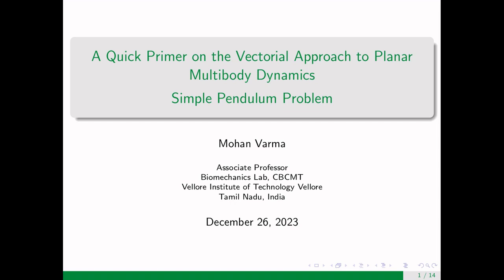The objective of this quick primer is to introduce a new methodology to solve the equations of motion. In the case of the simple pendulum problem, we can directly get the equation of motion by writing the moment balance equation about the pivot point.